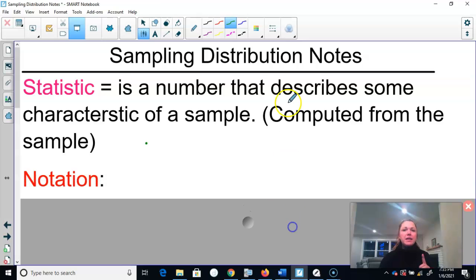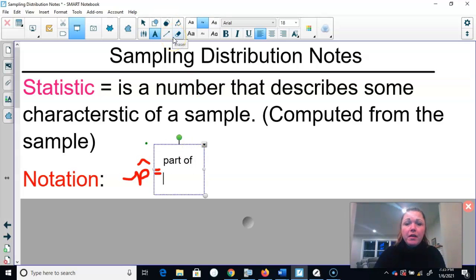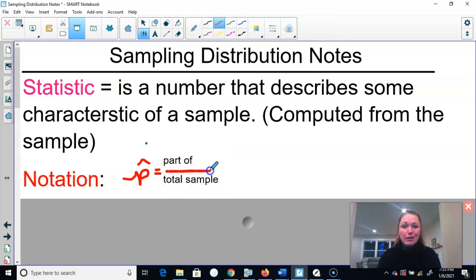All right, with the statistic, there's some notation that comes along. The typical statistic we use when we build the sampling distribution of a statistic is p hat. What is p hat? P hat is a proportion. It's a percentage that's describing a sample, okay? When we calculate the proportion, we calculate it like this. It is part of the total sample, and we divide it out to find that decimal.